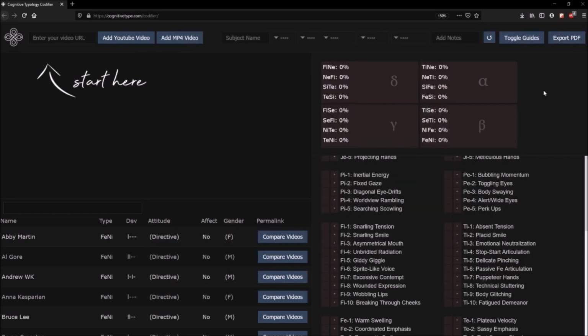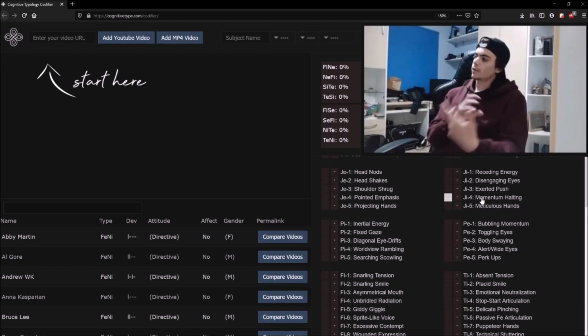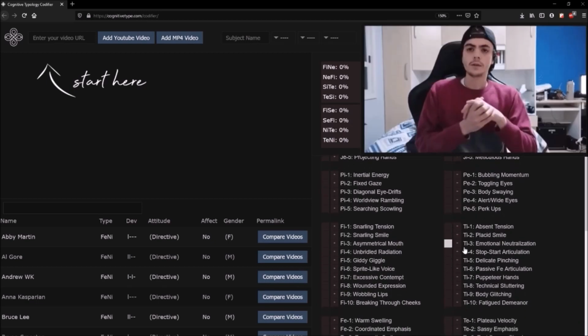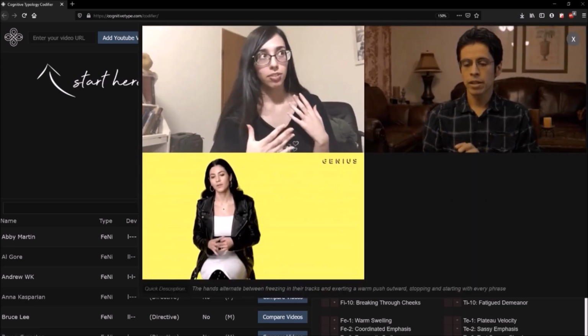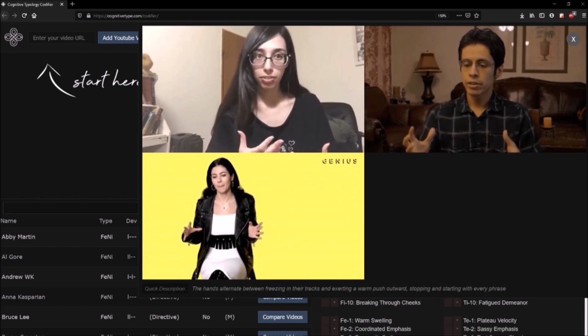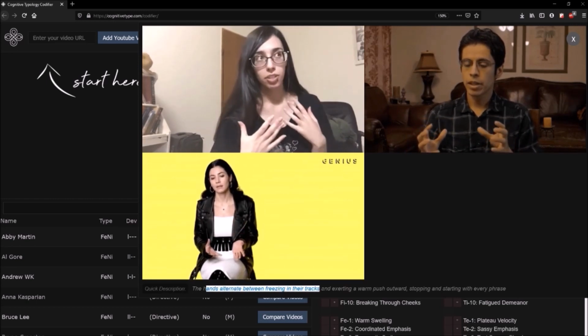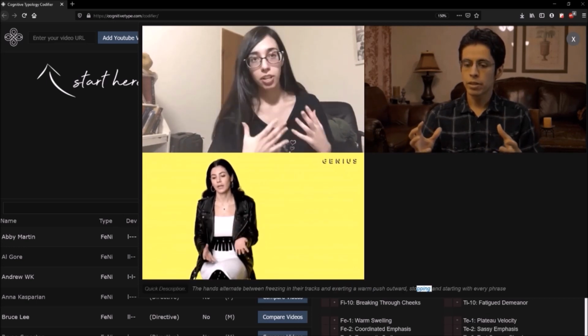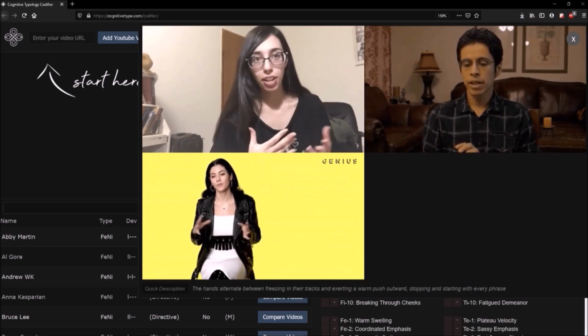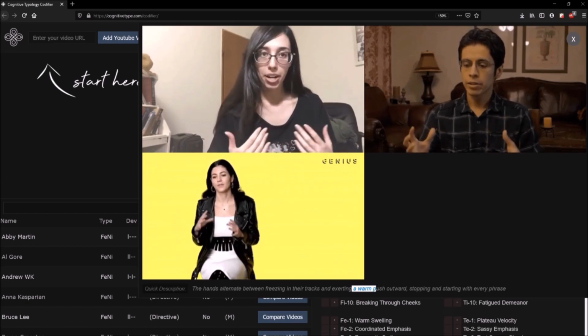So what's the difference between this one and a momentum halting as might be done by a FI user? The difference is the emotive expression of FE. So if you look here, it says the hands alternate between freezing in their tracks and exerting a warm push outwards, stopping and starting with every phrase. The word here, warm push outward, is the key.